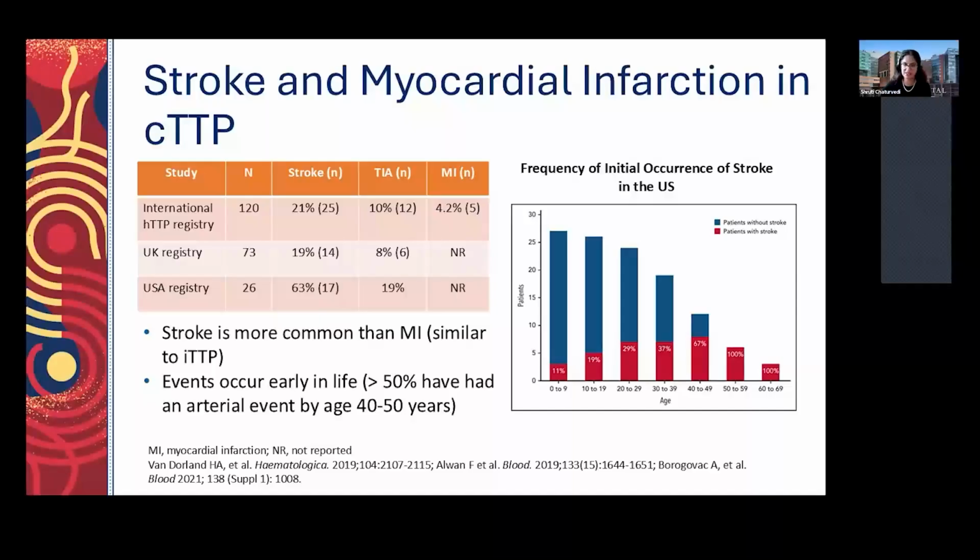And we've seen in congenital TTP that stroke, as you see from the table, is more common than myocardial infarction, and this pattern is also recapitulated in immune forms of TTP. What's also seen, as you see in the figure over here, is that these events start fairly early in life. You're seeing 11% having a stroke before the age of 10, and by the age of 60, essentially 100% of individuals in follow-up have had a stroke, showing that events are not only more common, but they also occur earlier than would be expected in the general population.